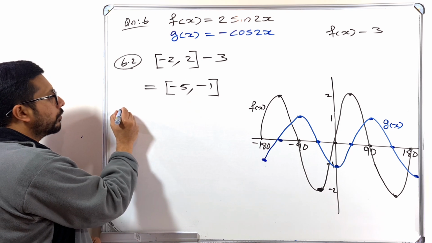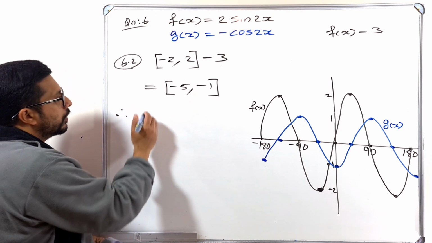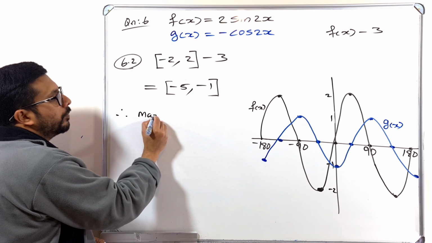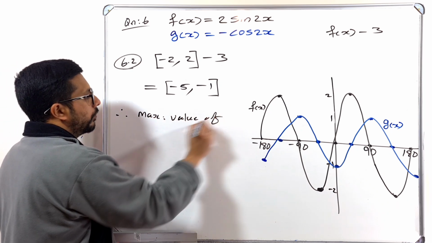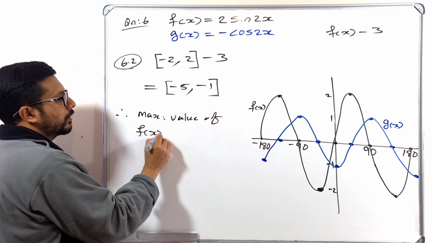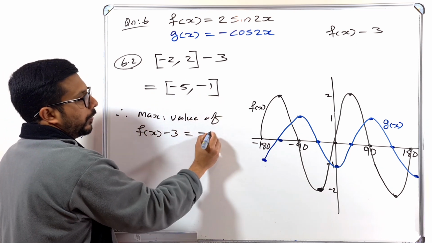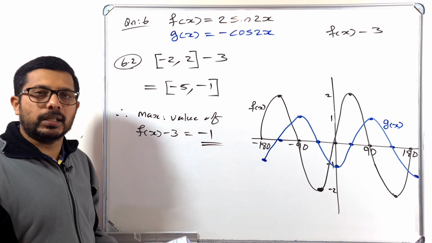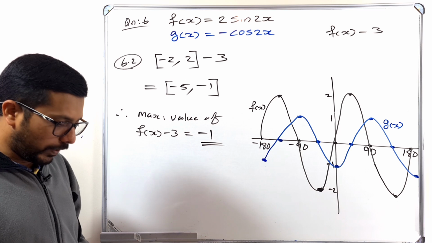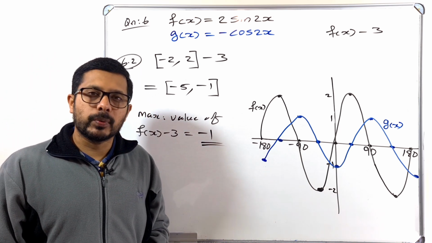So what you have to write? Minimum or maximum? Maximum. Therefore, the maximum value of f of x minus 3 is equal to, what is the maximum value? Minus 1. So the maximum value of f of x minus 3 is minus 1. That is question number 6.2. Now let's go to question number 6.3.